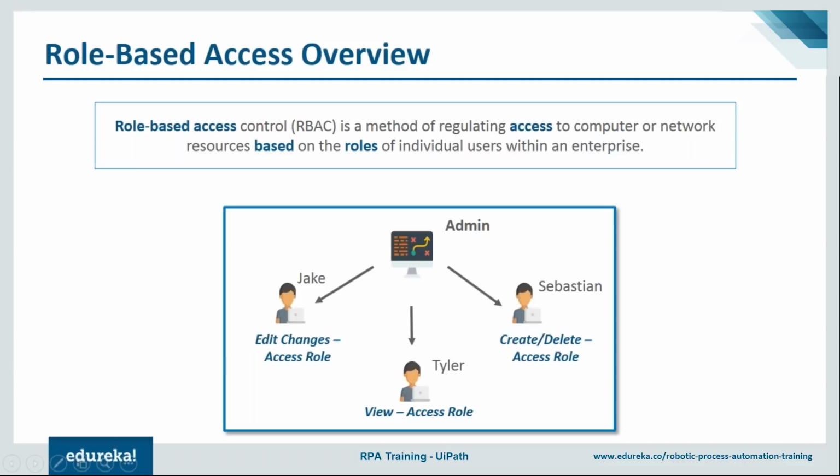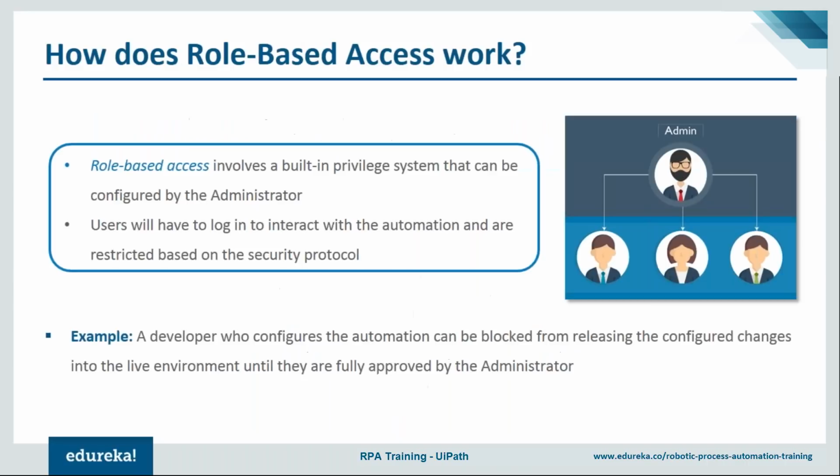You might be wondering what is the difference between this role and this role. Sebastian can create and delete a file, but I can only edit the already created files. So this is the difference between Jake and Sebastian. Whereas Tyler can do neither of the two. He can only view a file which already exists in the system. So different users have been given different roles: you can only view a file, you can only create or delete files, or you can only edit the files. This is what role-based access basically means.